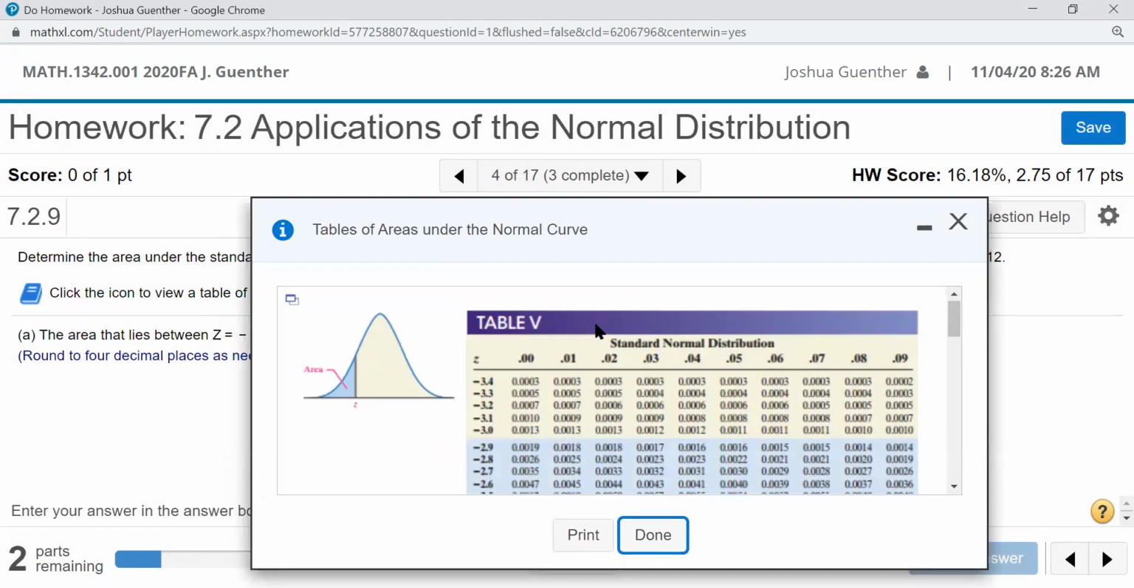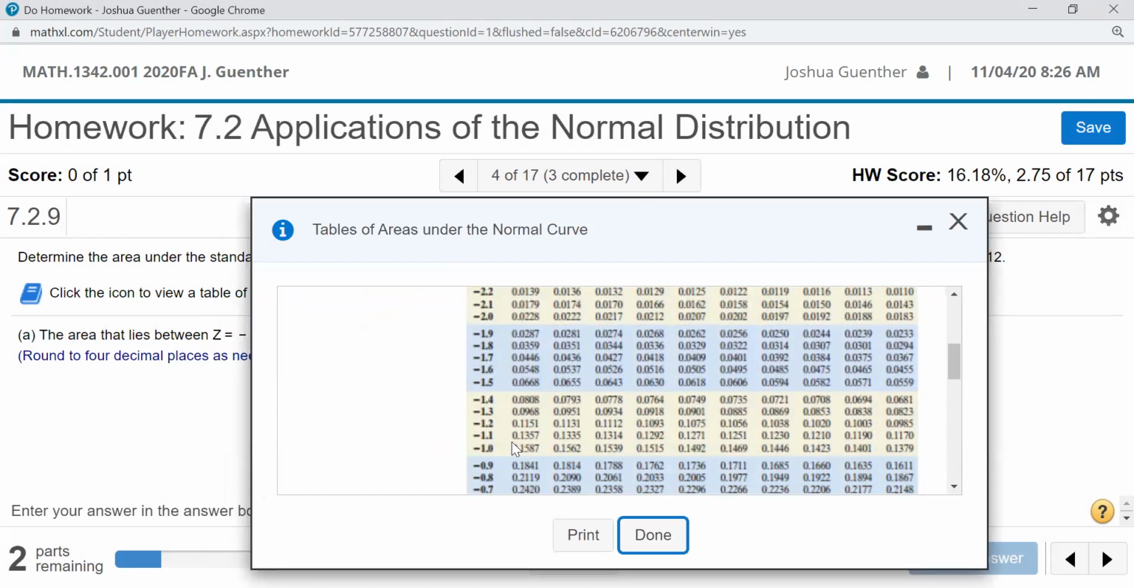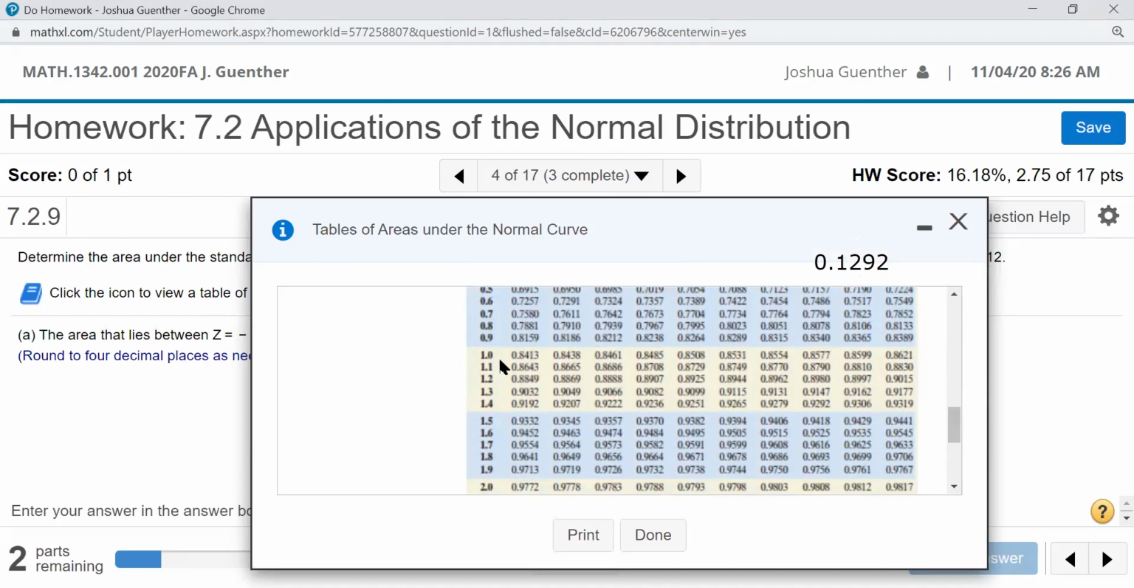Give it a moment. So first we'll look up negative 1.13, negative 1.1, and then 0, 1, 2, 3. All right, it's going to be 0.1292. So the probability of being to the left of z equals negative 1.13 is 0.1292. We need to subtract that from the probability of being to the left of z equals positive 1.13. So 1.10, 1.11, 1.12, 1.13.